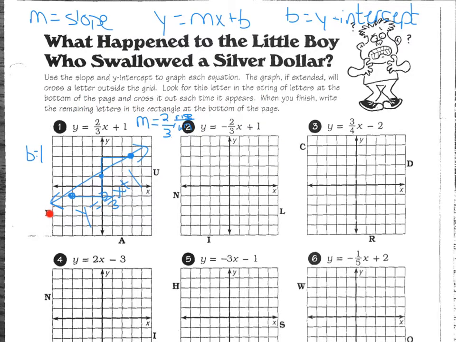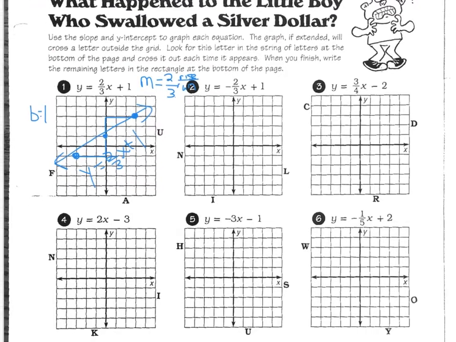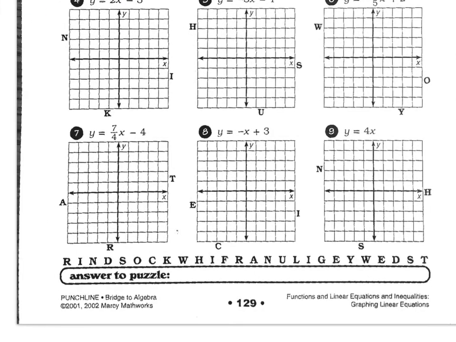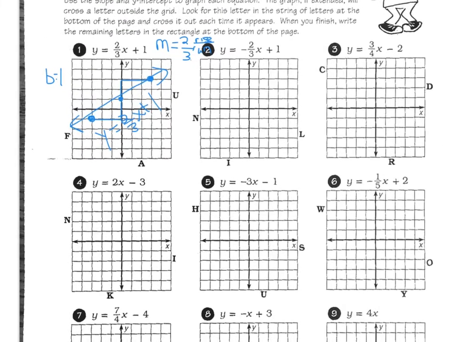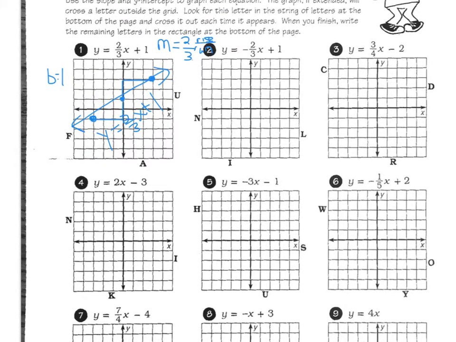So I'm going to look for an F down here at the bottom, and I'm going to cross out all the F's I see. So there's an F. Is that my only one? Do you see another F? That's all I see. Okay, so when you find your answer, you cross it out at the bottom on this particular punchline. Now let's look at number 2. It looks very similar, except it says y equals negative 2/3 x plus 1.